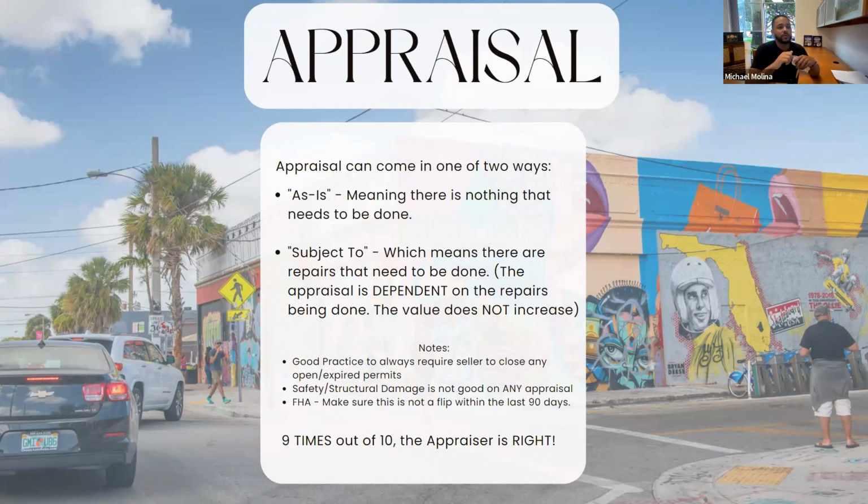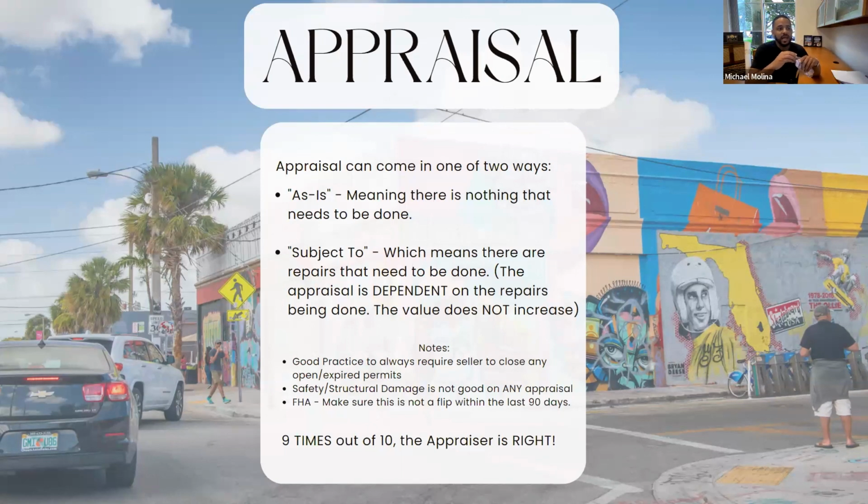Some notes here. Good practice to always require the seller to close any open or expired permits that could come up. Safety and structural damage is not good on any appraisal, like I mentioned, whether it's FHA or conventional. And if we're doing an FHA loan, we need to make sure that this is not a flip within the last 90 days. Typically, I catch that as soon as we go under contract, but most of the time, listing agents and even investors know that, because if they're flipping it, they're an investor and they know, okay, we can't accept FHA because we just bought this 45, 60 days ago.